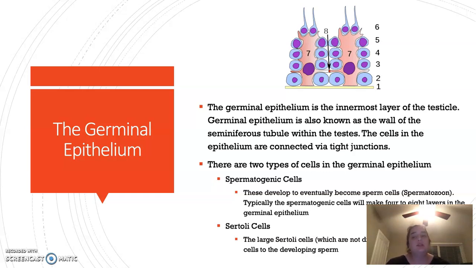And there are two very different types of cells contained in the germinal epithelium. The first of these is the spermatogenic cells, and these develop to eventually become sperm cells. Typically, these spermatogenic cells will make 4 to 8 layers inside of the germinal epithelium. The other type of cell contained in the epithelium are Sertoli cells. The large Sertoli cells, which are not dividing, function as supportive cells to these developing sperm.